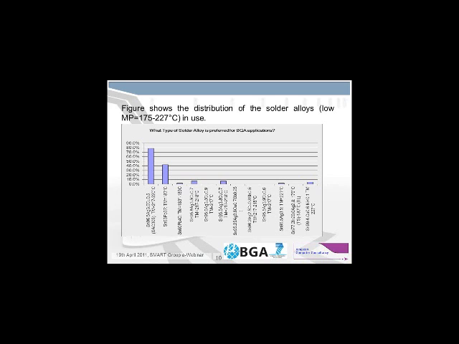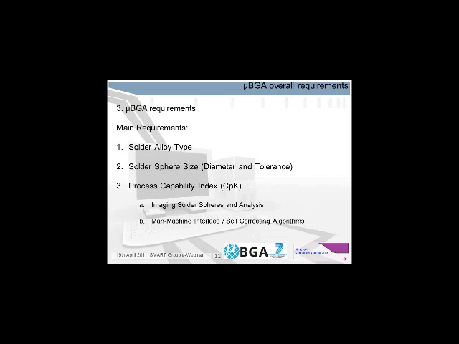The next thing I'd like to look at is the micro BGA's overall requirements, and you can see here on the screen the main requirements are the solder alloy type, which we've just covered, the sphere size in terms of diameter and tolerance, and the yield that the manufacturing can produce. Will require imaging of solder spheres and analysis, and some complicated man-machine interface, self-correcting algorithm software systems that we'll need to create as part of the project.